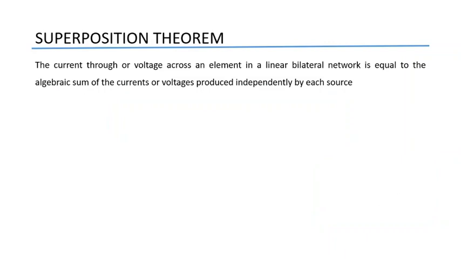According to superposition theorem, the current through or voltage across an element in a linear bilateral network is equal to the algebraic sum of the currents or voltages produced independently by each source.